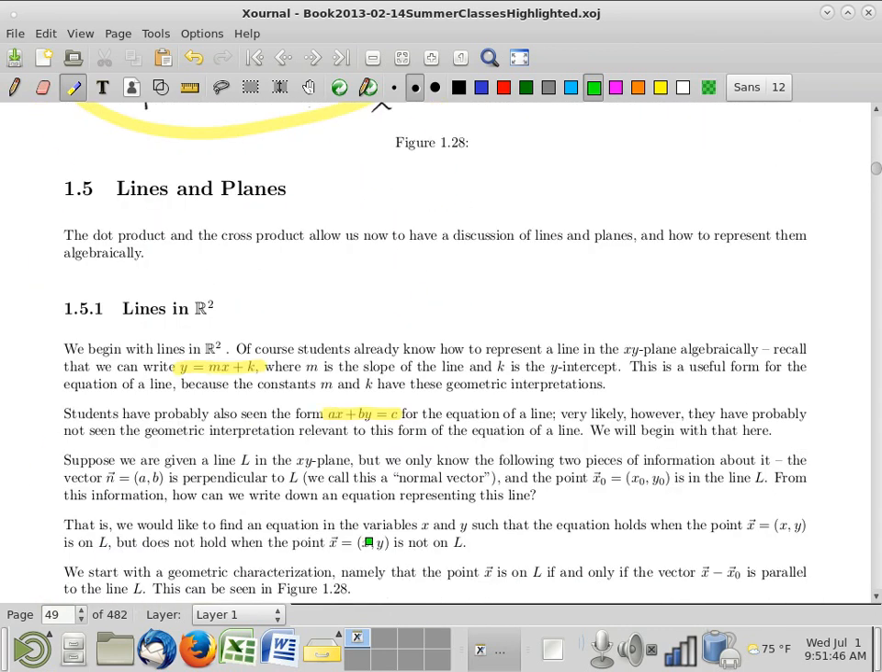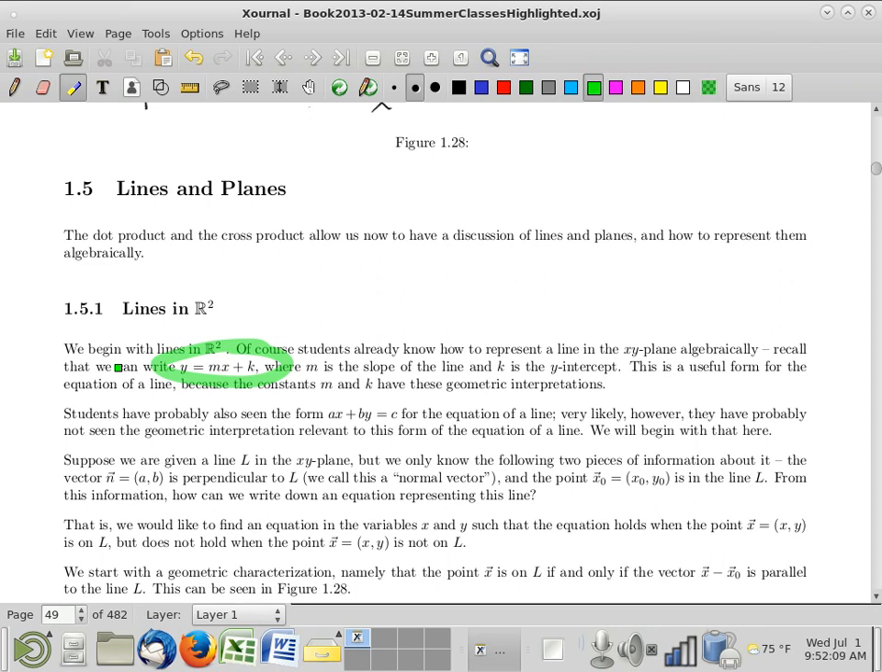Okay, next section, lines and planes. A lot of this is a review. You all have seen, for example, this equation before, y equals mx plus k. What is it, about 7th, 8th grade at this point? I feel like it might have been 8th grade for me. I don't remember. It was kind of a pre-algebra sort of bit. So long ago, right? The equation of a line in the xy plane, old news.